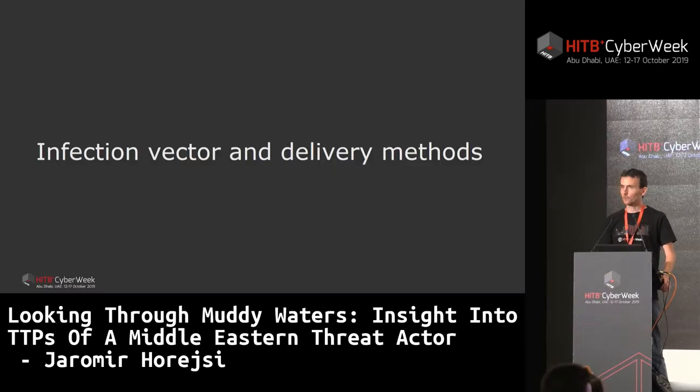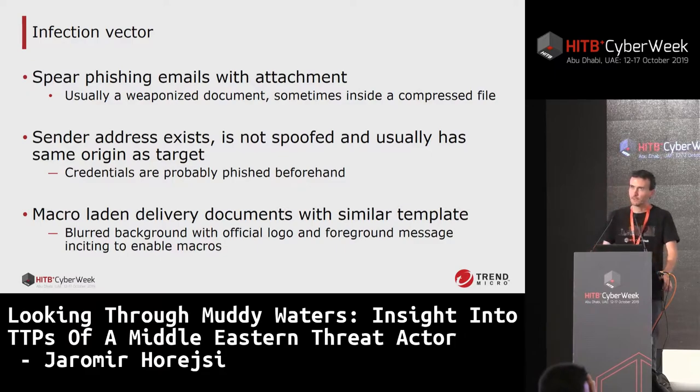So what is the infection vector? As many other threat actors do, they rely on sending spear phishing emails. The email usually has an attachment with weaponized documents. These emails are usually sent from hacked accounts. If they target someone in some country, they usually compromise some other entity and get access to their email. From this email, they spread these malicious documents so that the attack looks more successful and more legitimate. Most of the documents contain macros, so they rely on social engineering for the victims to execute the macro and get infected.